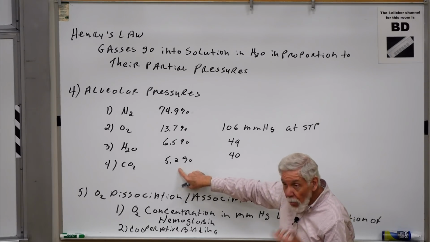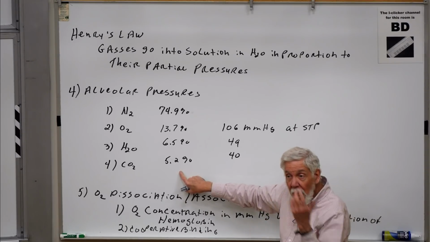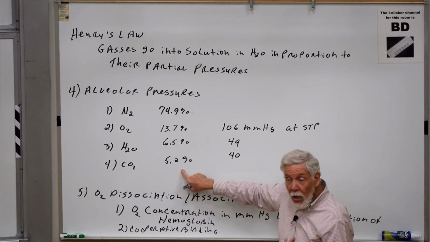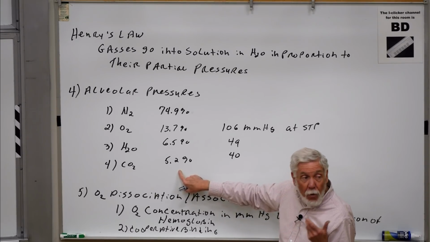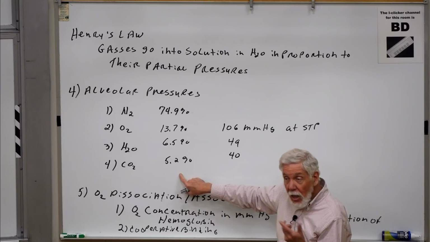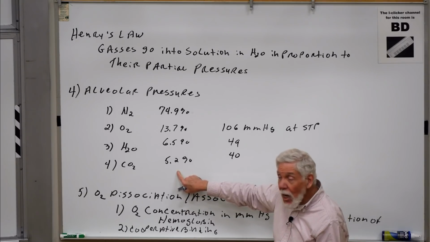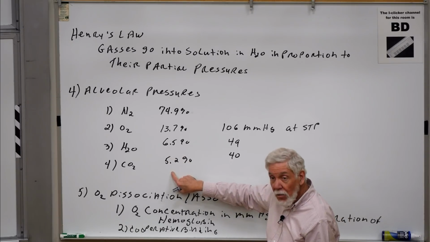This looks like a small number, but in fact, if you compare that with the carbon dioxide concentration in the air around us, which just passed 400 parts per million, that's 0.0004%. So the amount of carbon dioxide in the air around us is like 100 times lower than the amount of carbon dioxide in the alveolar space.